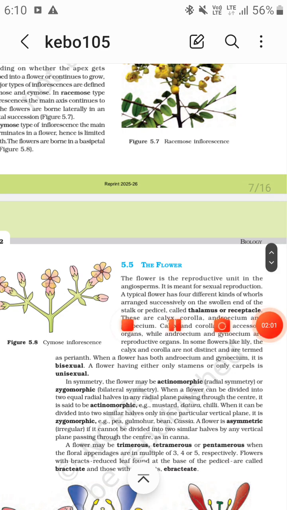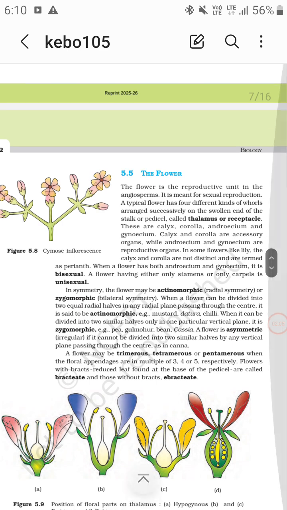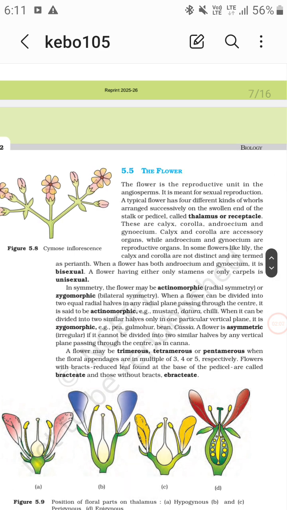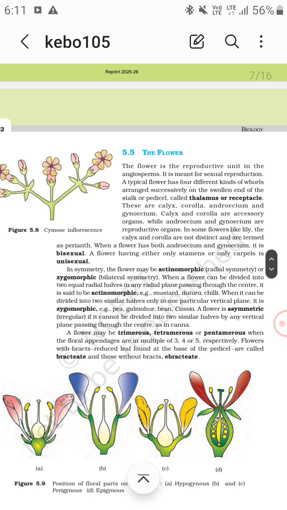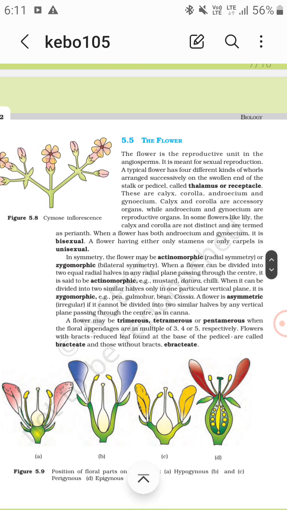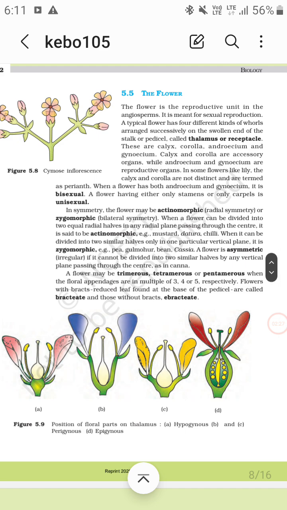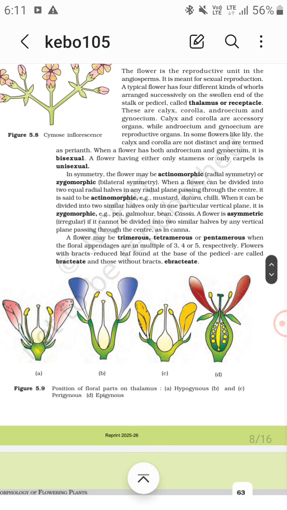Now the flower. A typical flower has four different kinds of whorls present on a swollen end, and the swollen end of the stalk or pedicel is called the thalamus or receptacle. Now the calyx, corolla, androecium, and gynoecium. Calyx and corolla are accessory, and androecium and gynoecium are reproductive. In some flowers like lily, calyx and corolla are not distinct, and they are called the perianth.